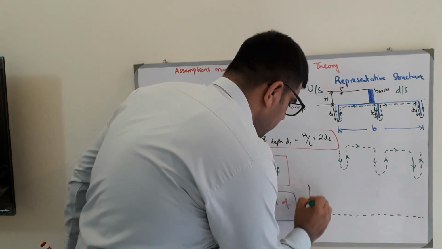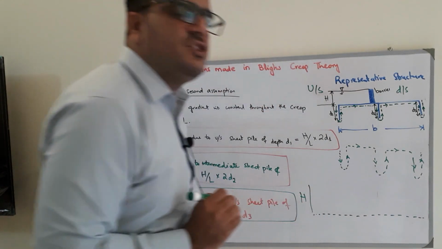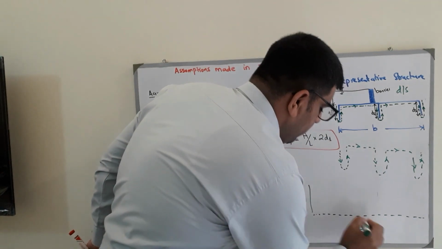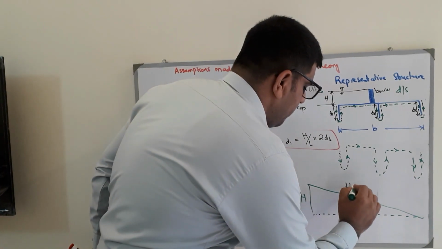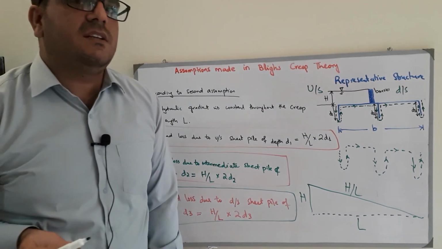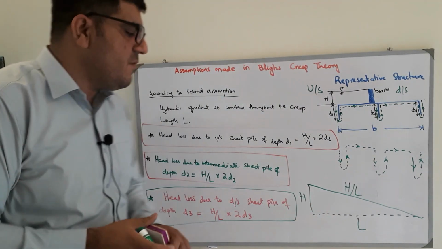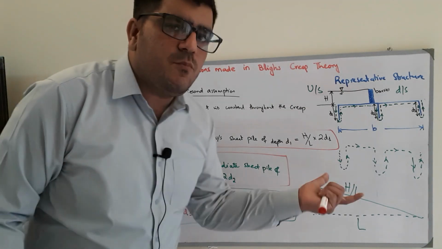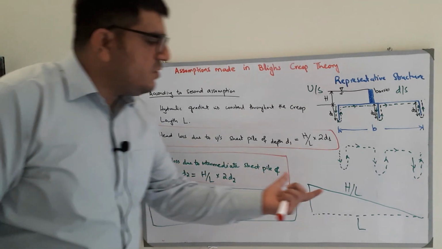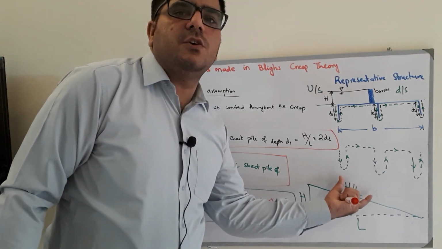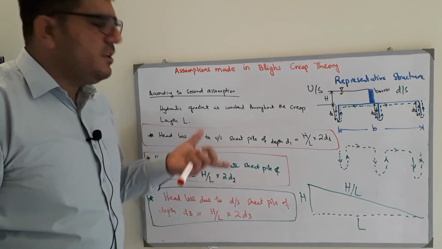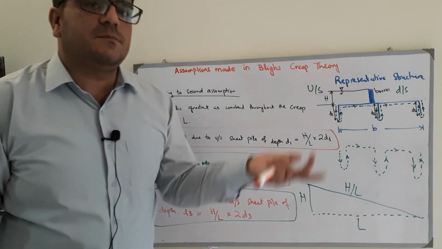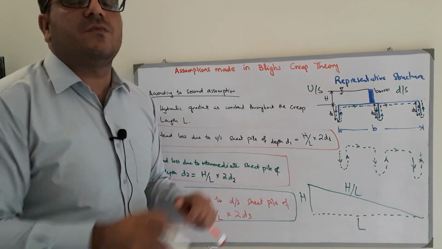So now this was our total head H at the upstream side, and this is the total creep length, and the hydraulic gradient is constant throughout the creep length. So H over L is the slope, or the hydraulic gradient. So whenever you try to find the head loss at any point, you simply multiply the hydraulic gradient with that distance where you want to find the head loss. So hopefully you have understood all three assumptions, and now we'll move towards the next section of Bligh's creep theory.